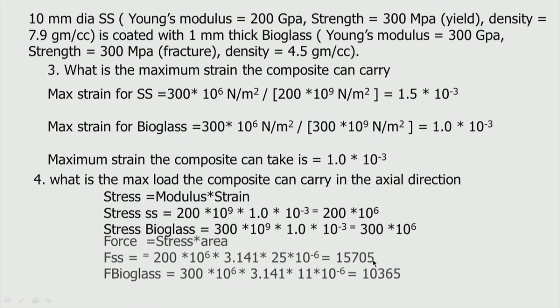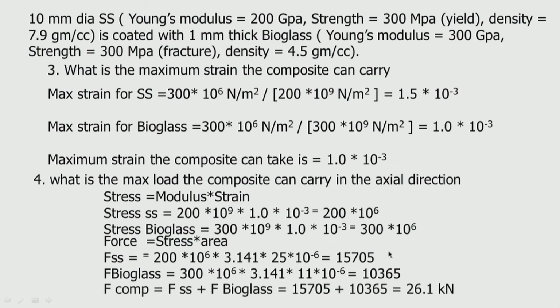Force is equal to stress into area. For stainless steel, we take this as the stress, and this is the area; if you remember, we calculated it last time. For the bioglass, this is the stress, and this is the area we calculated. So the force on stainless steel will be this, and the force on bioglass will be this. The combined force will be the sum of these two, so it is 26.1 kilo Newton. This is the combined force this particular material can take.